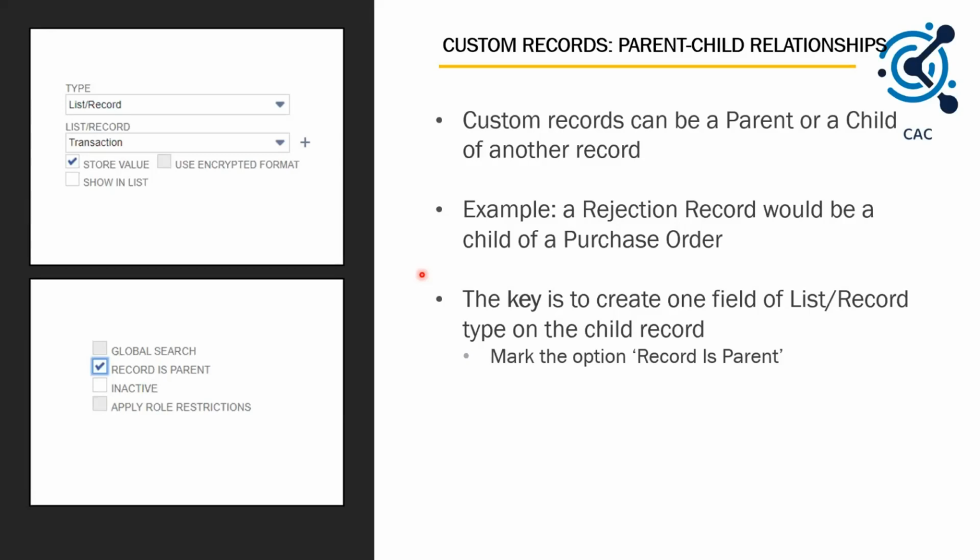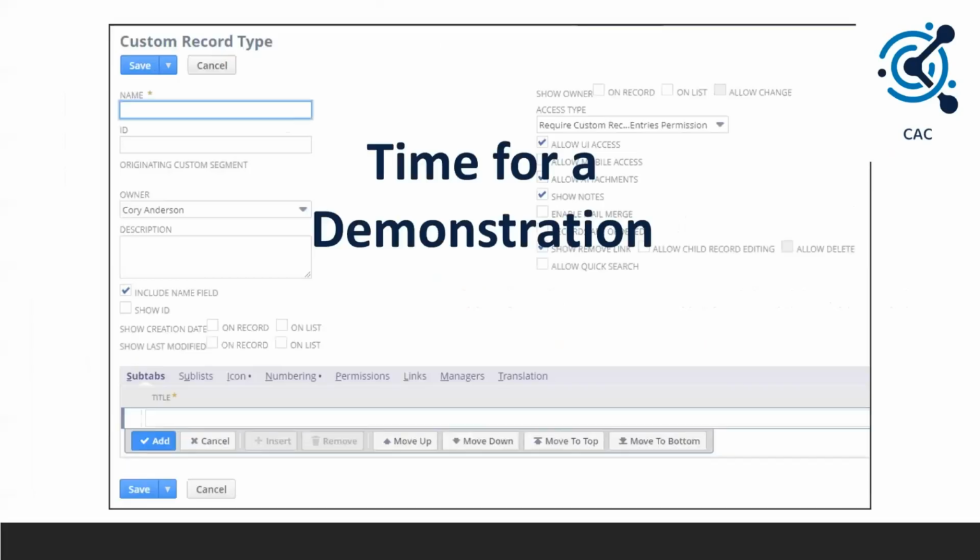Instead of maybe having to send an email or a phone call or a Teams chat or something like that, all of the information is stored right there on that record. The key to this process is to create one field of a list record type on the child record. In this case, the child record is a custom record, and you would mark the option as record as parent. So I'm going to go show you how to do that real quick.